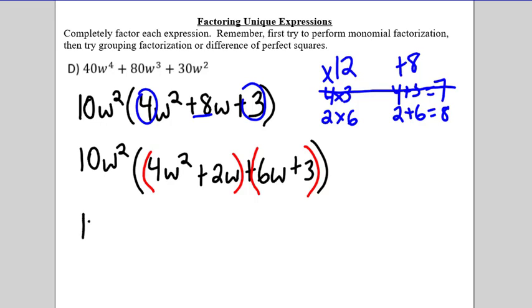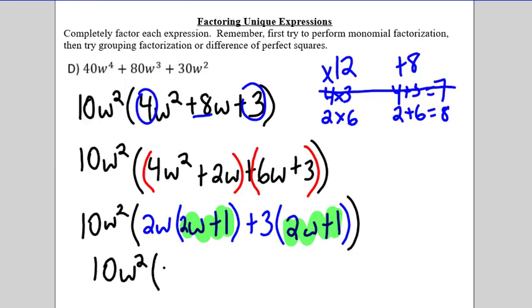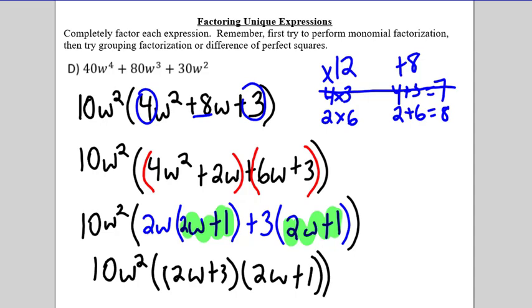So if I look, I still have my 10w squared out front. And I say, well, from 4w squared and 2w, I can factor out 2w. And that will leave me with 2w plus 1. From 6w and 3, I can factor out a 3, which will leave me with 2w plus 1. And that's exactly what I want, because again, 2w plus 1, 2w plus 1. So I have, in the end, 10w squared, then 2w plus 3, and 2w plus 1 as my factored form.